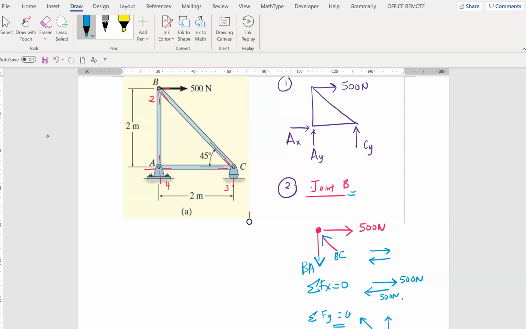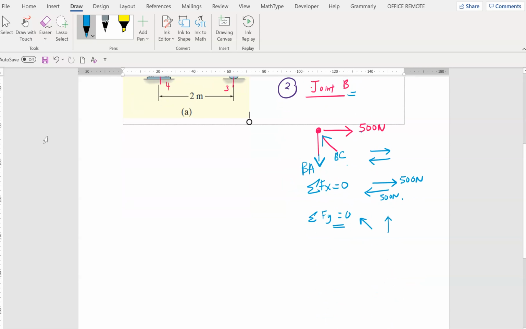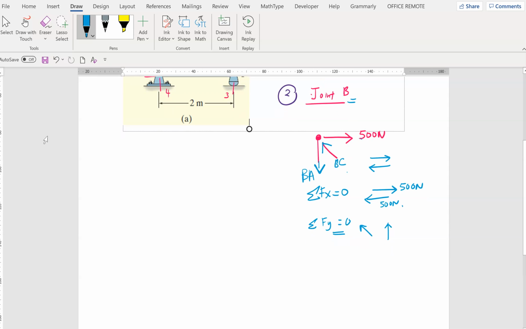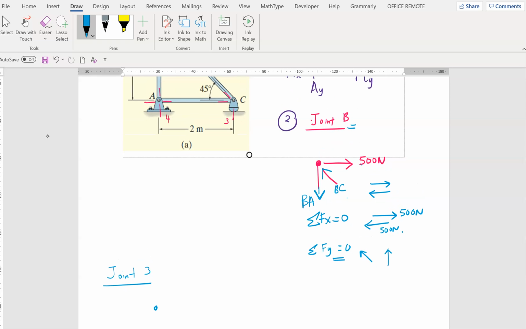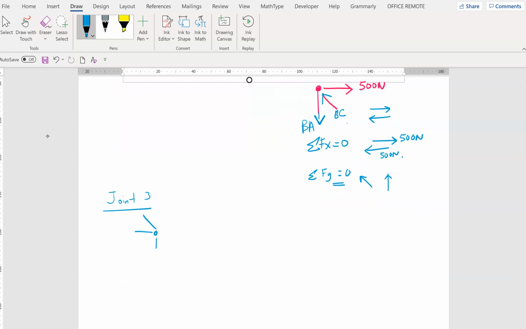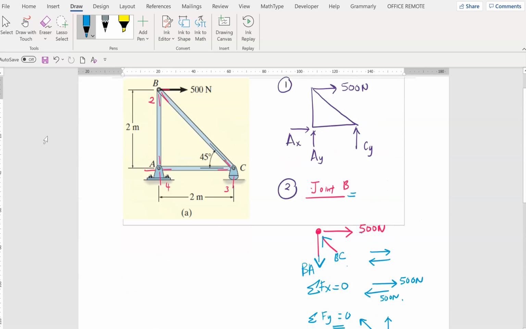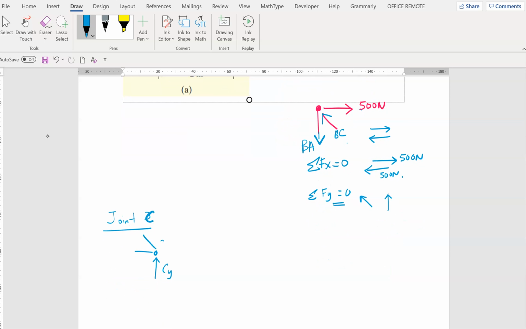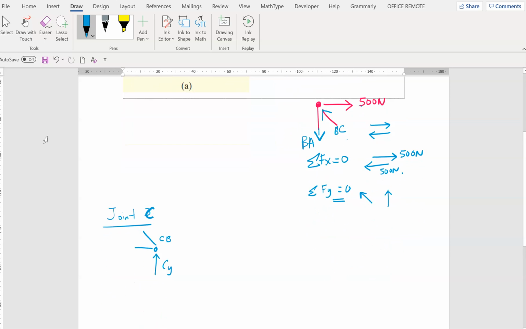Okay, now we will repeat this for joint A. Okay, let's go to, no, I'm not going to go to joint A. I'm going to go to joint C first, because joint C has unknowns again. So we have one here, one here, and one here, and one external force, which is CY. Okay, this is joint C. And then we have this force member which is called BC, or in this case it will be CB, and this fellow will be CA.